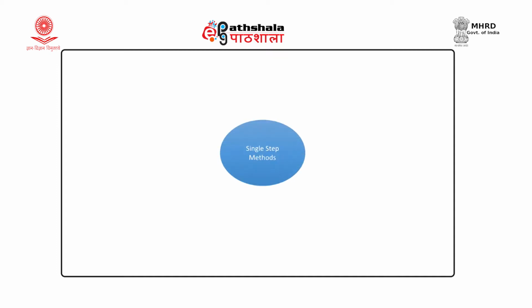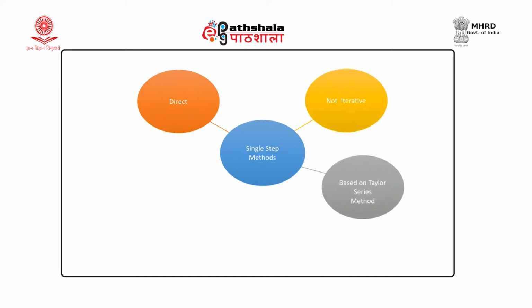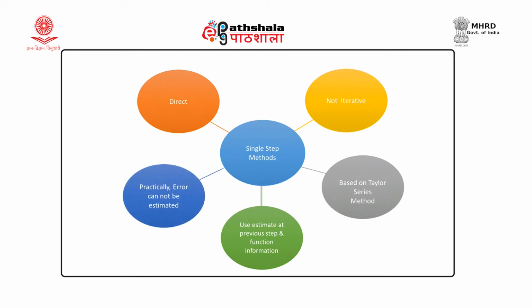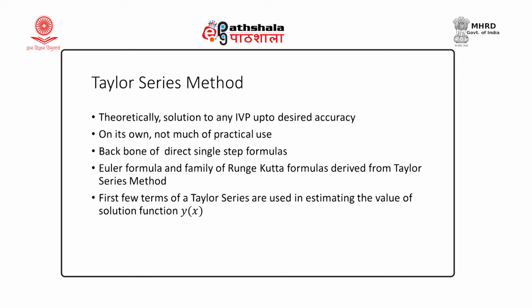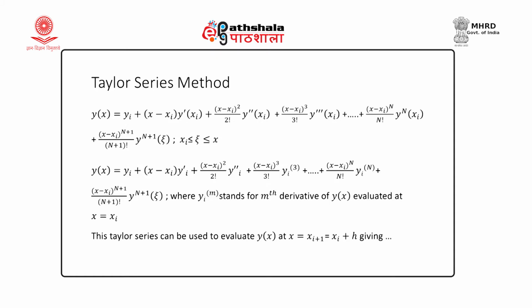Let us just recap the single step methods also, because all the methods we are learning are single step methods. Single step methods are direct methods, they are not iterative. All of them are based on the Taylor series. They use the estimated previous step and the function information, and we cannot determine the error in them. In the case of the Taylor series, the advantage is that we can derive the answer up to any desired accuracy. The only difficulty is that we need to find higher order derivatives.